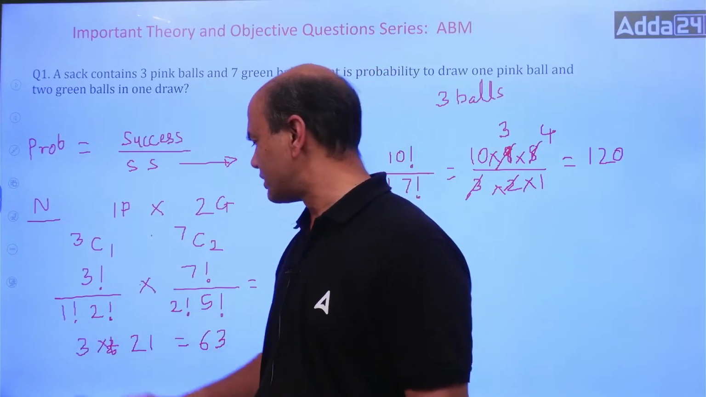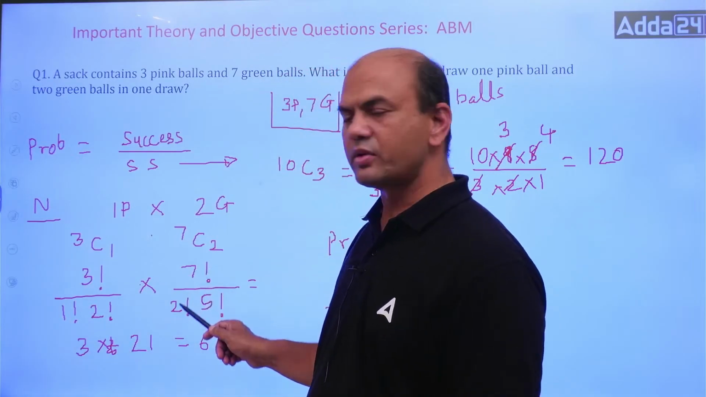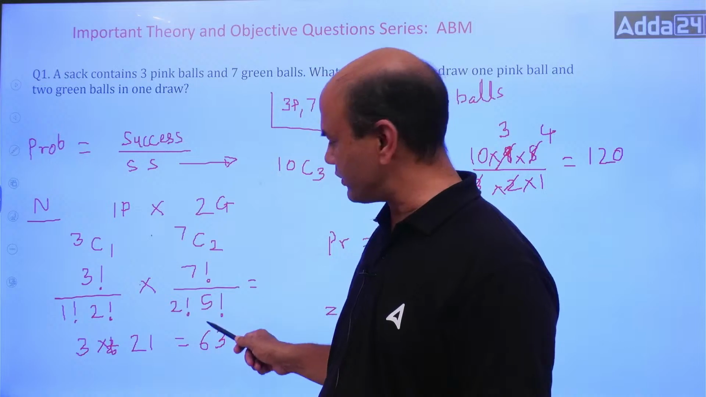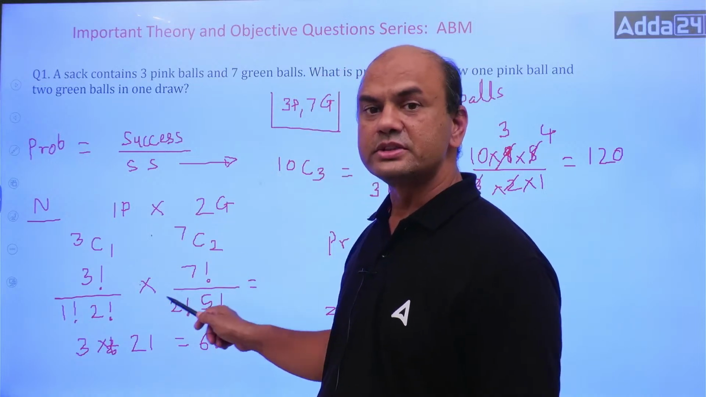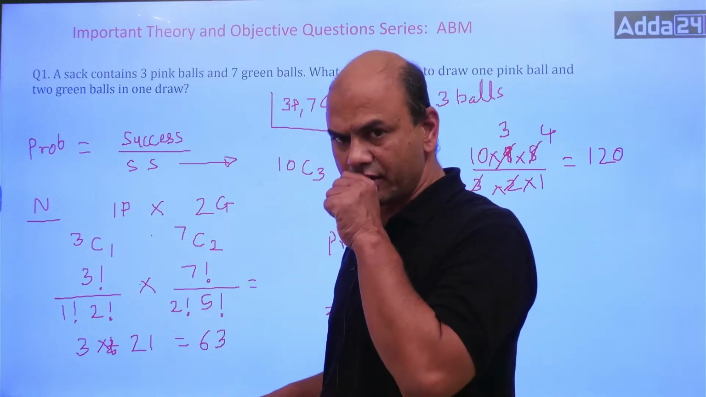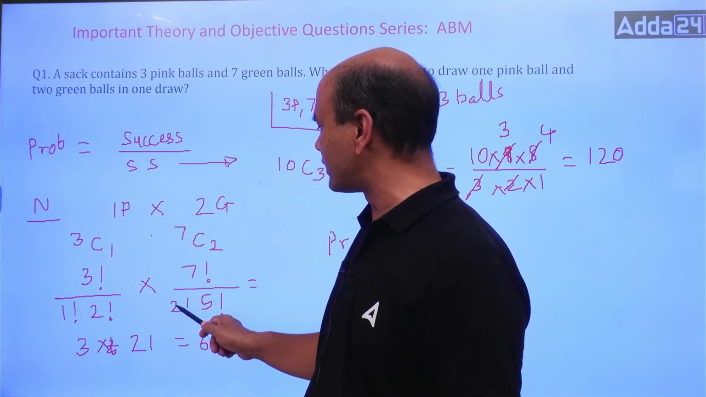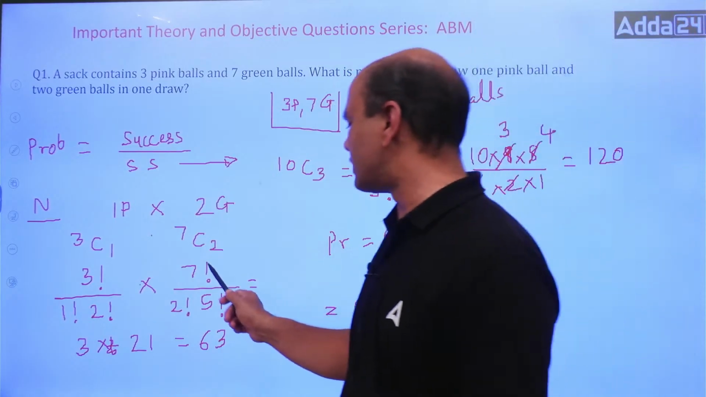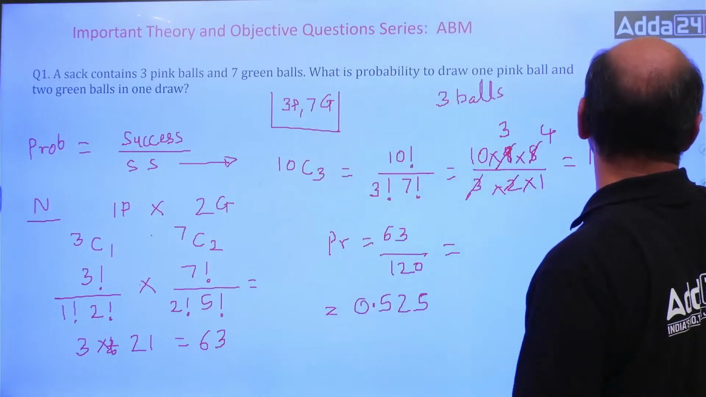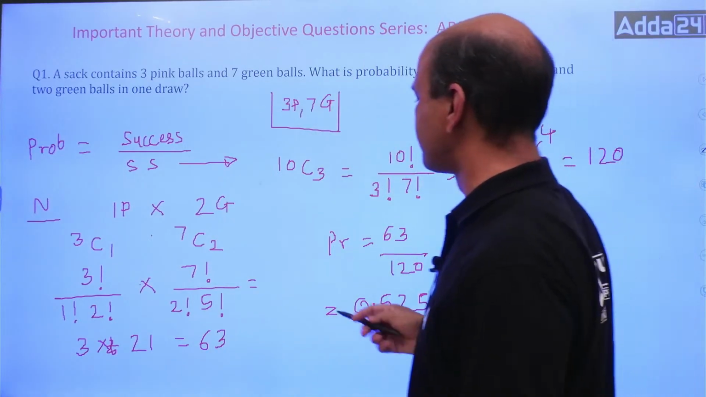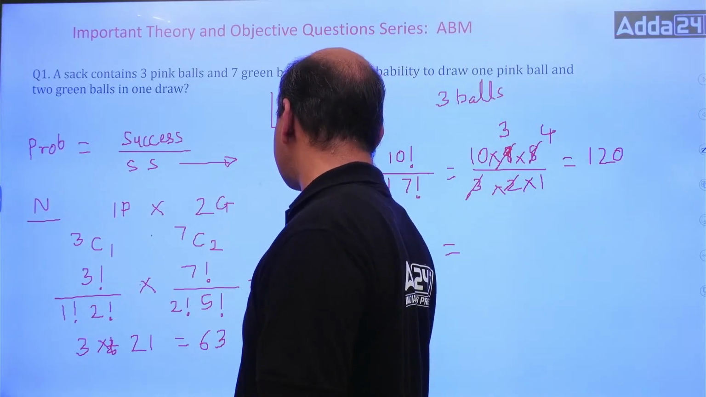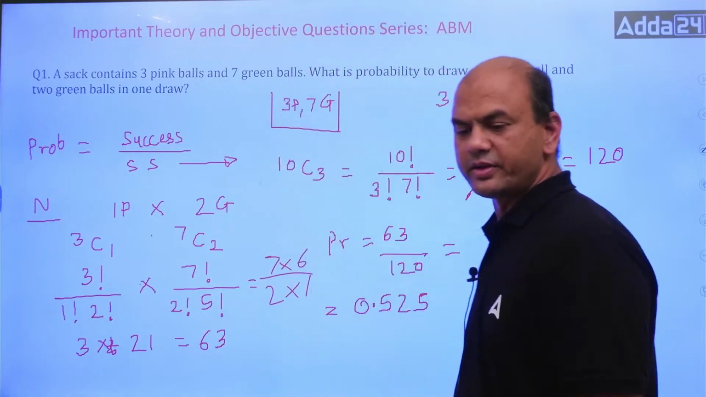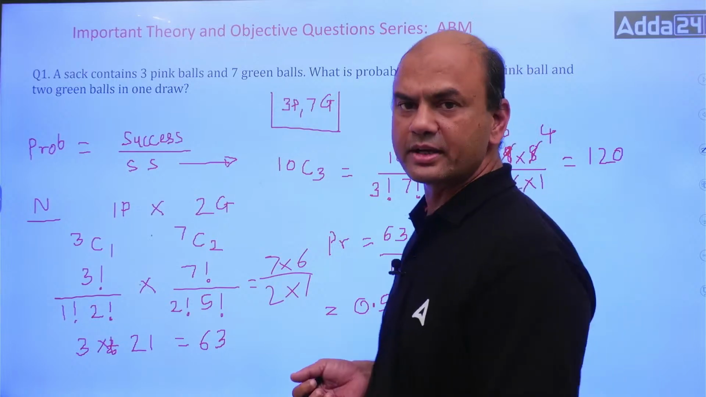So 3 over here. Now what about this? 7 factorial, 2 factorial, 5 factorial. What will it be? 7 into 6 into 5 factorial. So 5 factorial will get cancelled. So 7 into 6 now. So 2 factorial is 2. You can solve this over here also. 7 into 6 upon 2 into 1. Simple, that much, because 5 factorial will get cancelled.